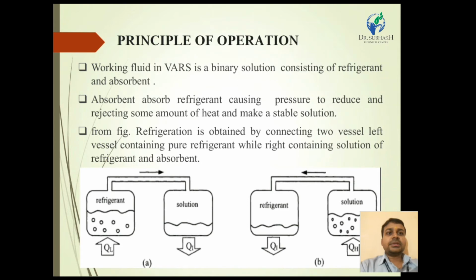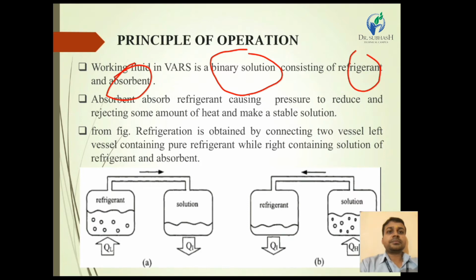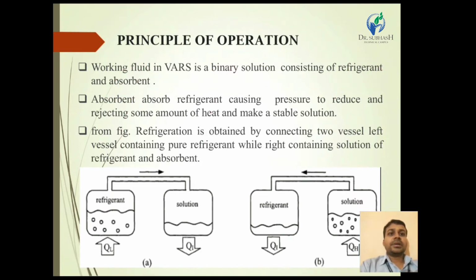Now we look at the principle of operation in the VARS cycle. The working fluid in VARS is a binary solution consisting of refrigerant and absorber. Two fluids are required: one is the binary solution and the second is the refrigerant and absorber. The absorber absorbs the refrigerant, causing pressure to reduce and rejecting some amount of heat, and makes a stable solution.